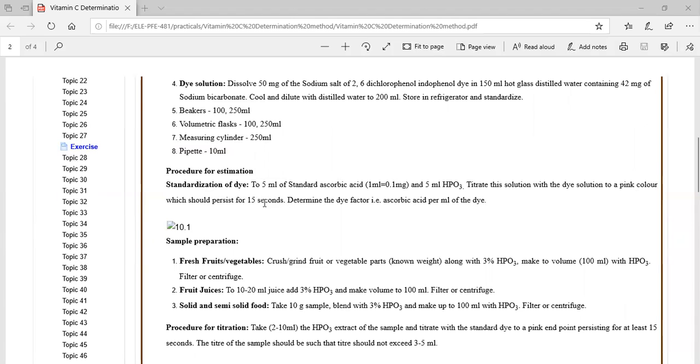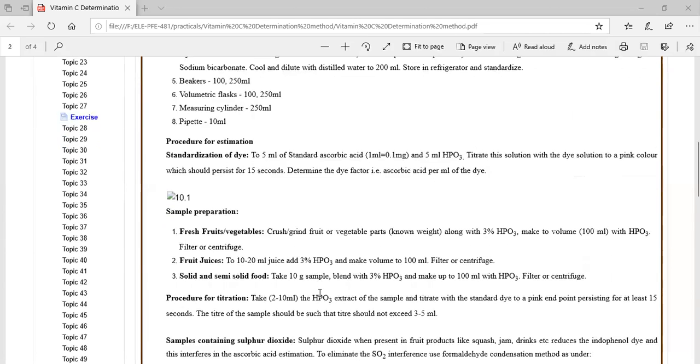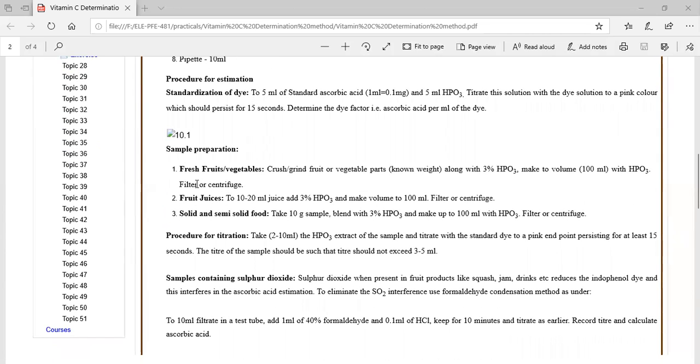Standardization of the dye is very important. Take 5 ml of standard ascorbic acid and 5 ml HPO3. Then titrate this solution with the dye solution to a pink color which should persist for 15 seconds. And determine the dye factor, that is, ascorbic acid per ml of the dye. Then sample preparation. Here you have to take the fresh fruit or vegetable. Crush or grind it, or the whole fruit.